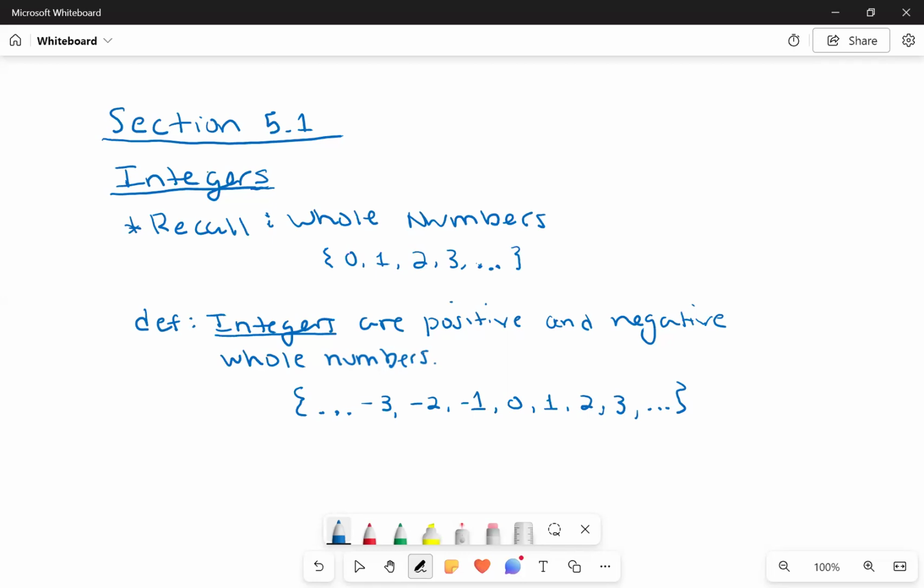And the integers have a direct tie to the visualization of the number line. So when we draw a number line, the little tick marks we draw on the number line are the integers. So here, -3, 1, 2, 3, 4. Those are the integers.